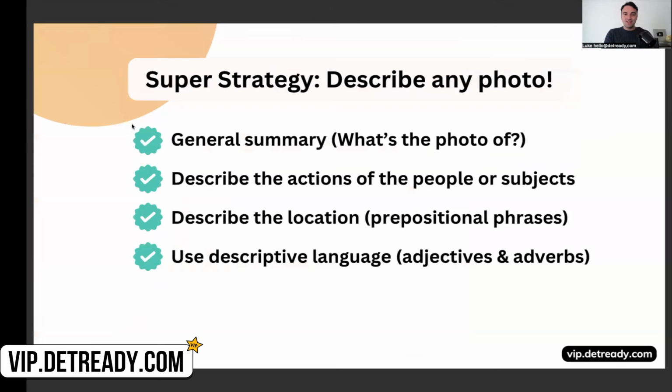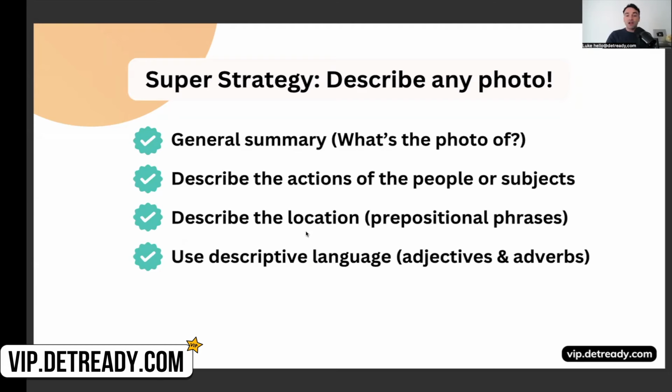Okay, so here is my simple structure. It's really easy. So firstly, I suggest you write a general summary in one sentence. What is the photo of? Then you can describe the actions of the people or the subjects in the photo. If there's people, it's really easy. You can just describe what they are doing. If there's subjects like animals or vehicles, maybe airplanes in the sky, you describe the action, what is happening.